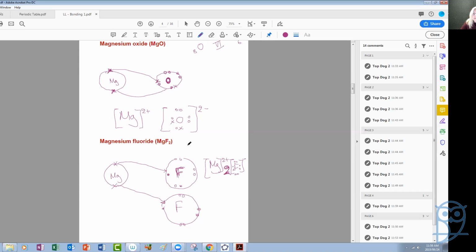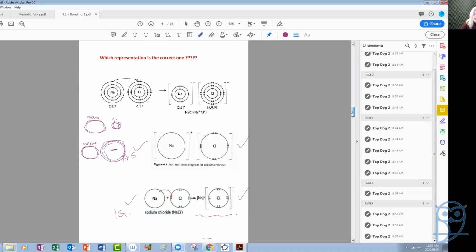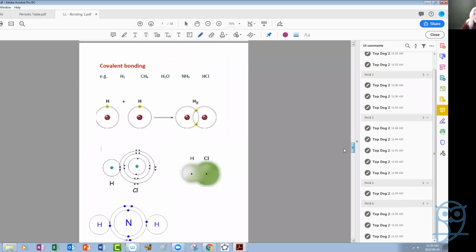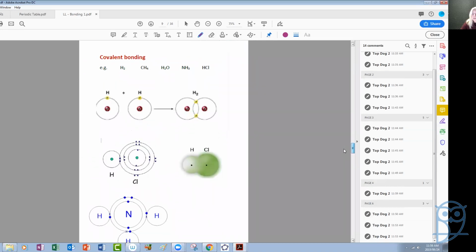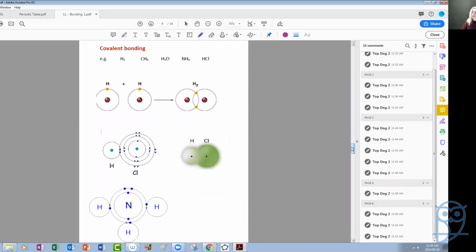And I think that is enough with ionic bonding. Okay, next week, I think we're going to do covalent bonding and do it as fast as possible. And I especially want us to pay attention to the difference between covalent and ionic bonding and how to recognize it, because sometimes it's easy to be fooled between the two.